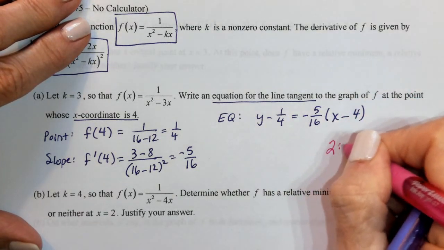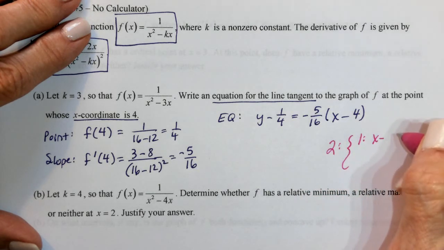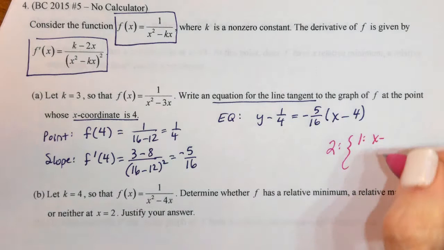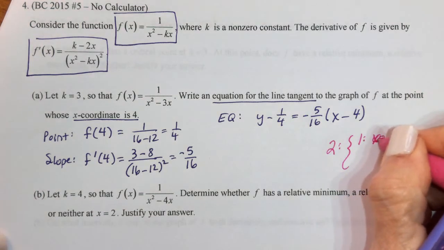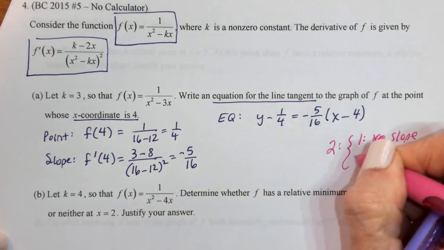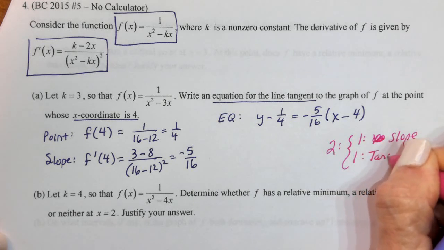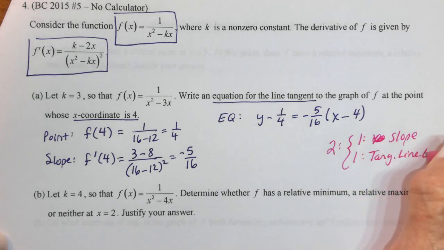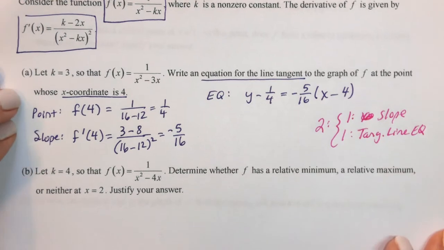This was worth 2 points. 1 point for the slope and 1 point for the tangent line equation. Alrighty. Part B. Let's let k equal 4 now.